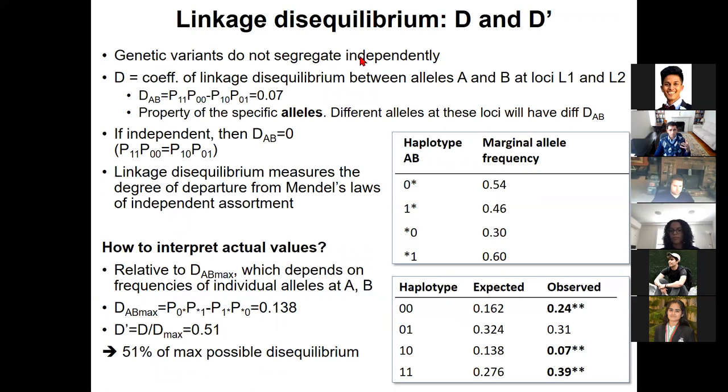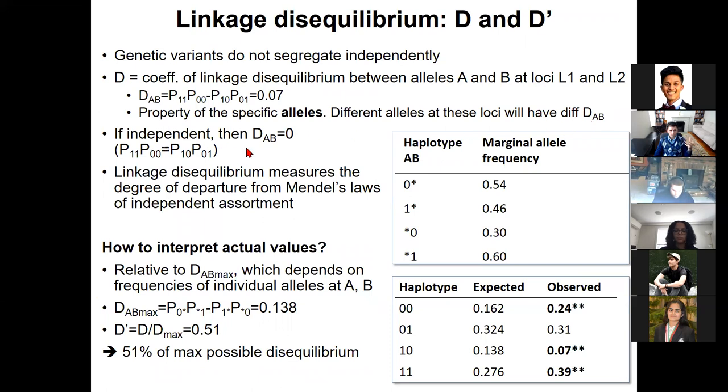So genetic variants do not segregate independently when they're close to each other in the chromosome. And you can measure the coefficient of linkage disequilibrium between allele A and allele B at loci L1 and L2. That D_AB is simply the product of these opposite locations in the table: the 1-1 at the bottom and the 0-0 at the top left, minus the product of the 1-0 and the 0-1 in the off diagonals. That difference gives you the amount of linkage disequilibrium you're observing at that location. So it's a property of the specific alleles, not of the loci.